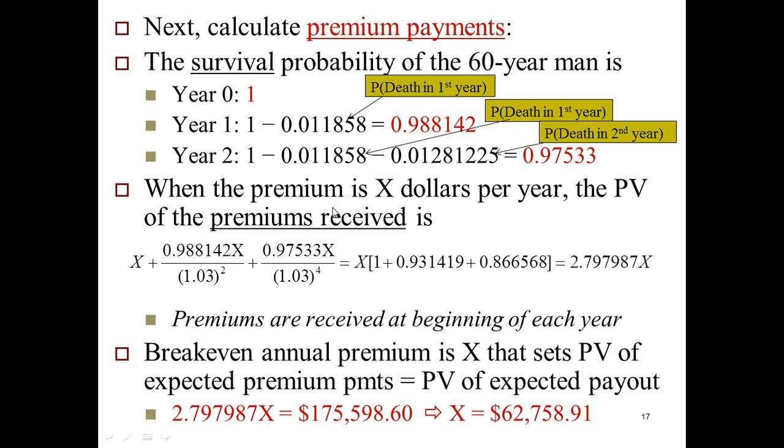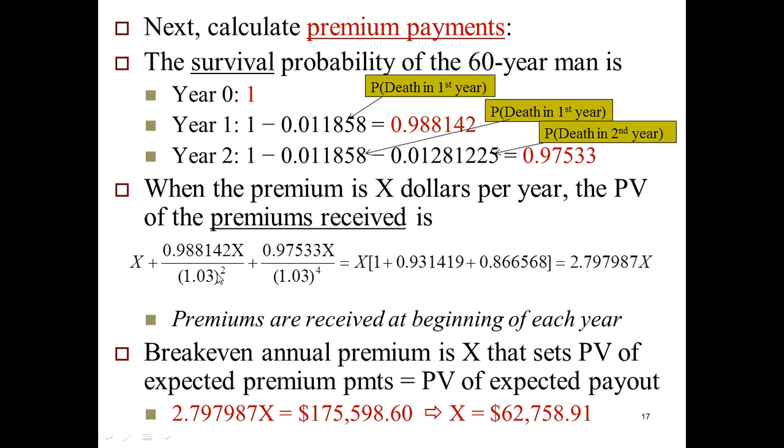Now, we note here when the premium is X dollars per year, the present value of the premiums received would be equal to X times the probability of 1, which is X, plus X times this probability of him surviving in the second year. You know, we call X the premium. We're not going to give it a number, a value yet. So this is the probability times, or if you like, the premium to be received multiplied by the probability of receiving it discounted over 2 periods.